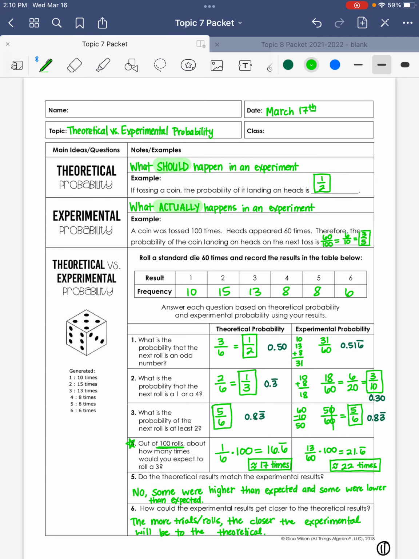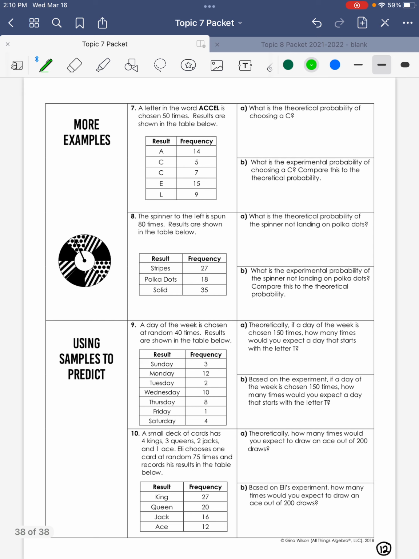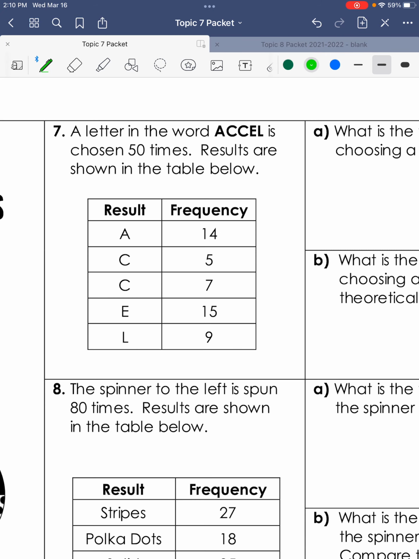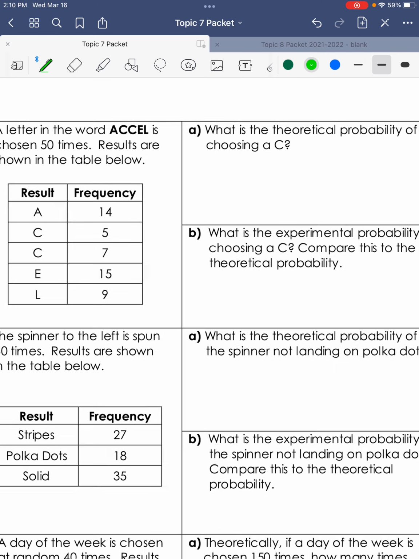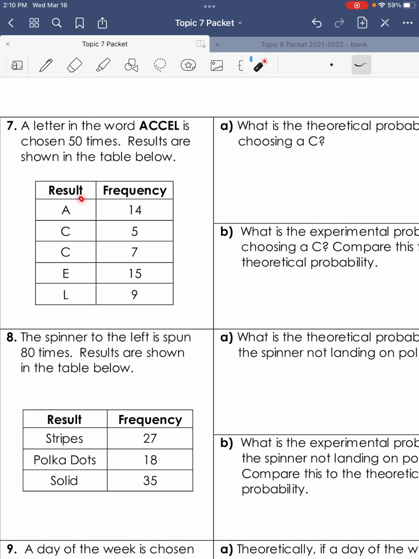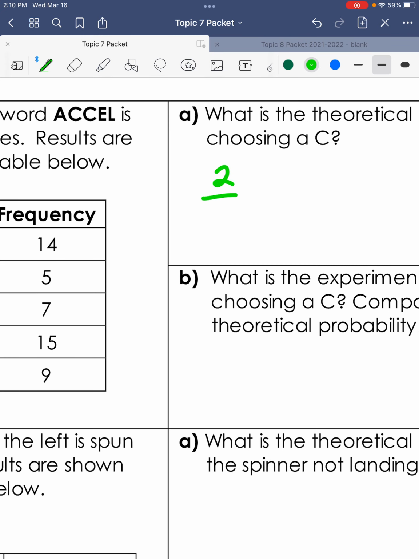Okay, let's move on to page 12. So we're just doing some more examples here. A letter in the word Excel is chosen 50 times. Results are shown in the table below. So A, what is the theoretical probability of choosing a C? Well, when I look at the word Excel right here, C happens 2 times out of 1, 2, 3, 4, 5. Okay? So 2 out of 5.